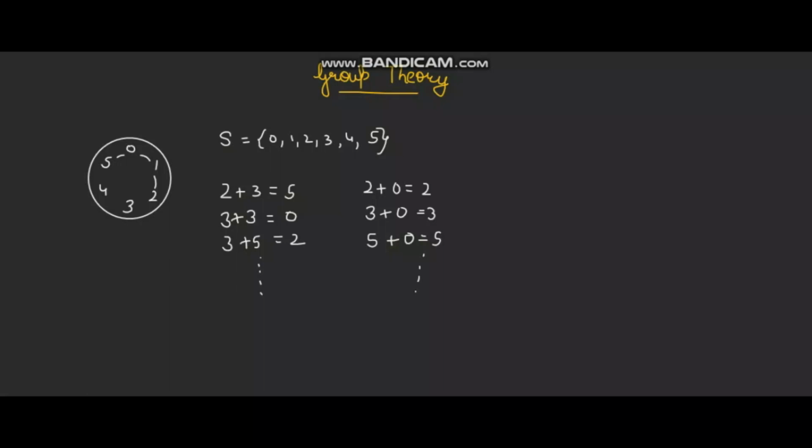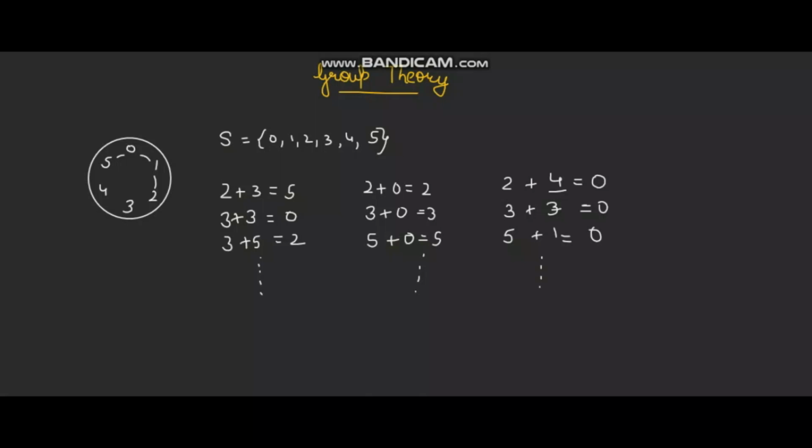And there's also, corresponding to every number, suppose we take 2, a number in this set such that adding the two numbers gives us the element 0. Okay. So adding 4 to 2 will give us 0. Adding 3 to 3 will give us 0. Adding 5 to 1 will give us 0.